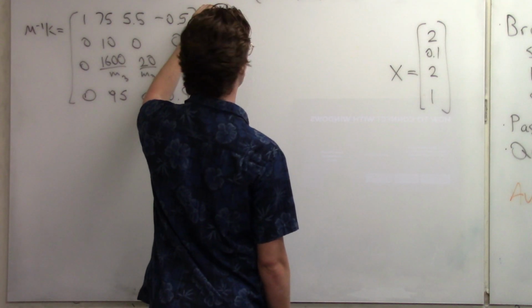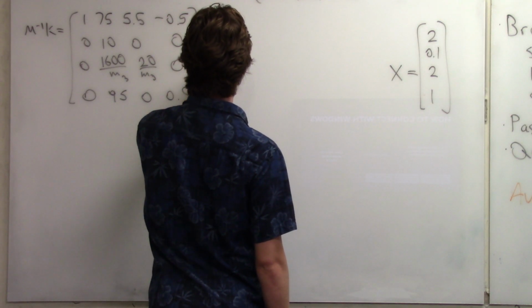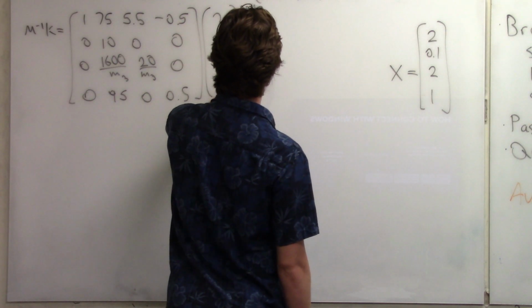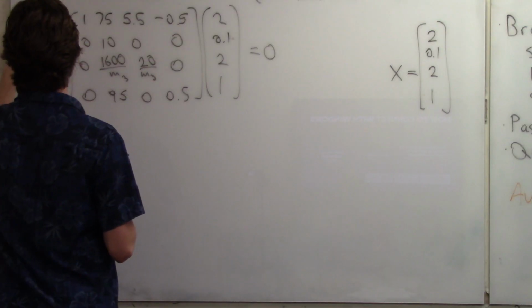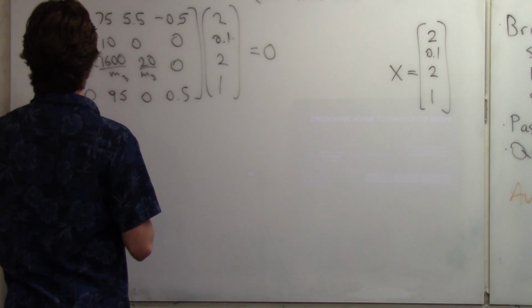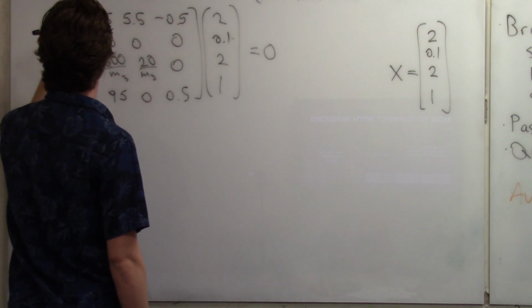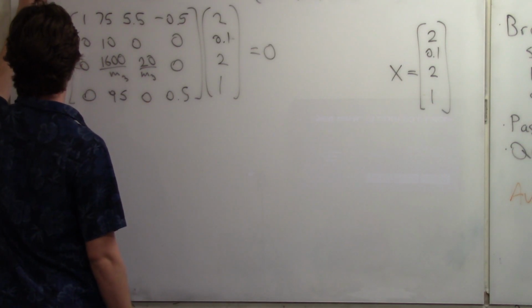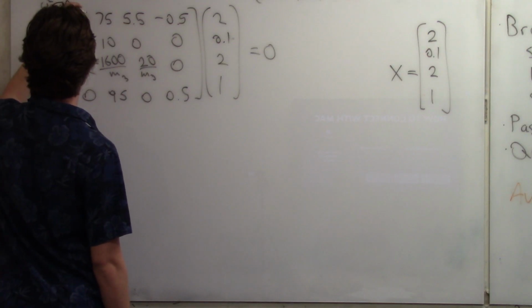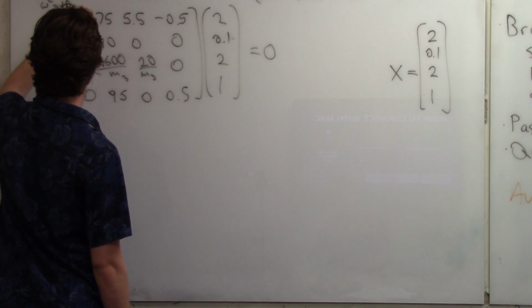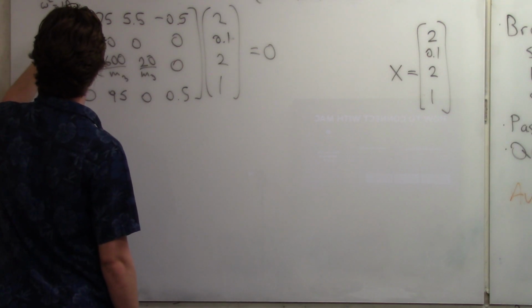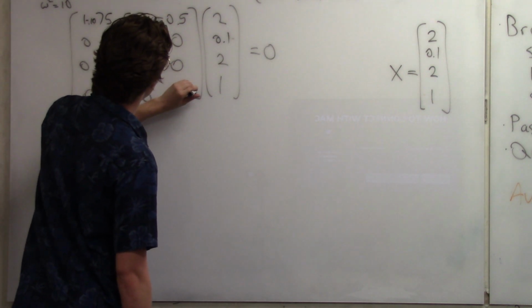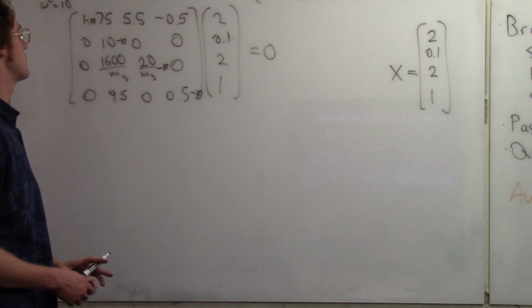I've got 2, 0.1, 2, and 1 right here. This is all equal to 0. This is now going to be minus lambda, which is going to be omega squared. We know that omega squared is equal to 10. So we're going to have minus 10, minus 10, minus 10, minus 10.